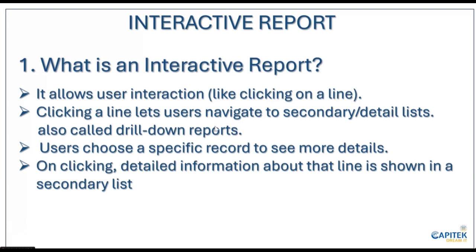The initial screen where he clicks is called the primary list or basic list, and that which displays on the click of the user is called the secondary list. We call it the secondary list, or a detailed list, because we get more details in the secondary list or the detailed list, right?